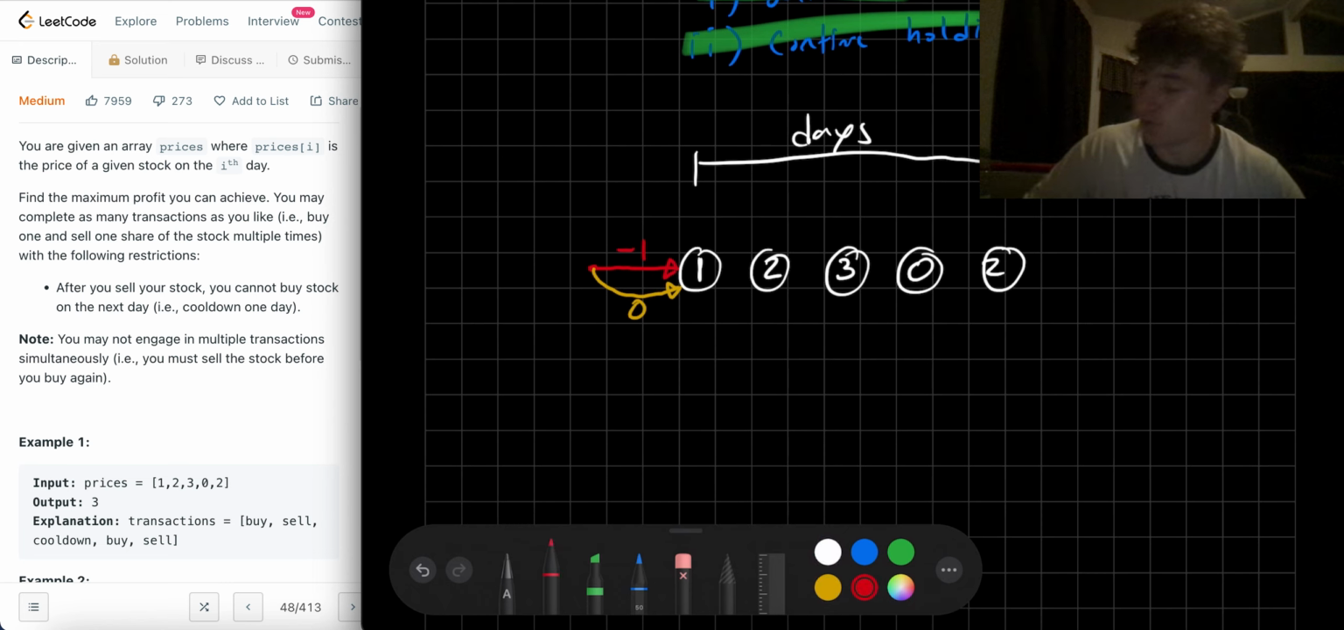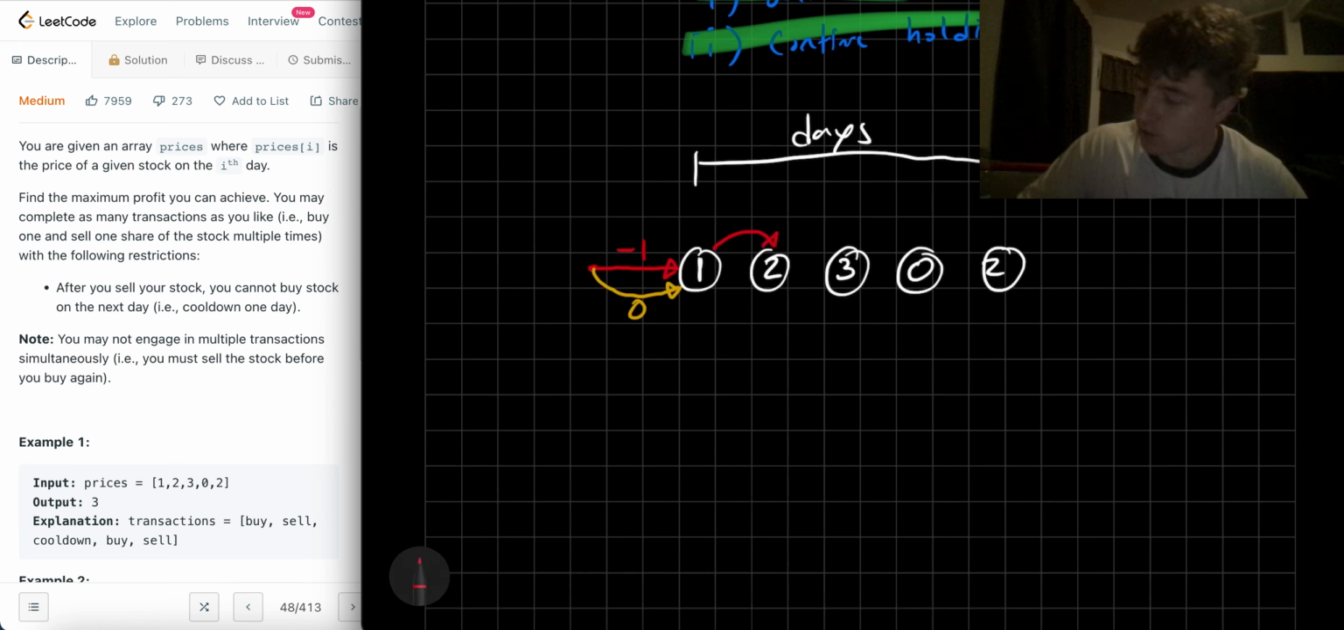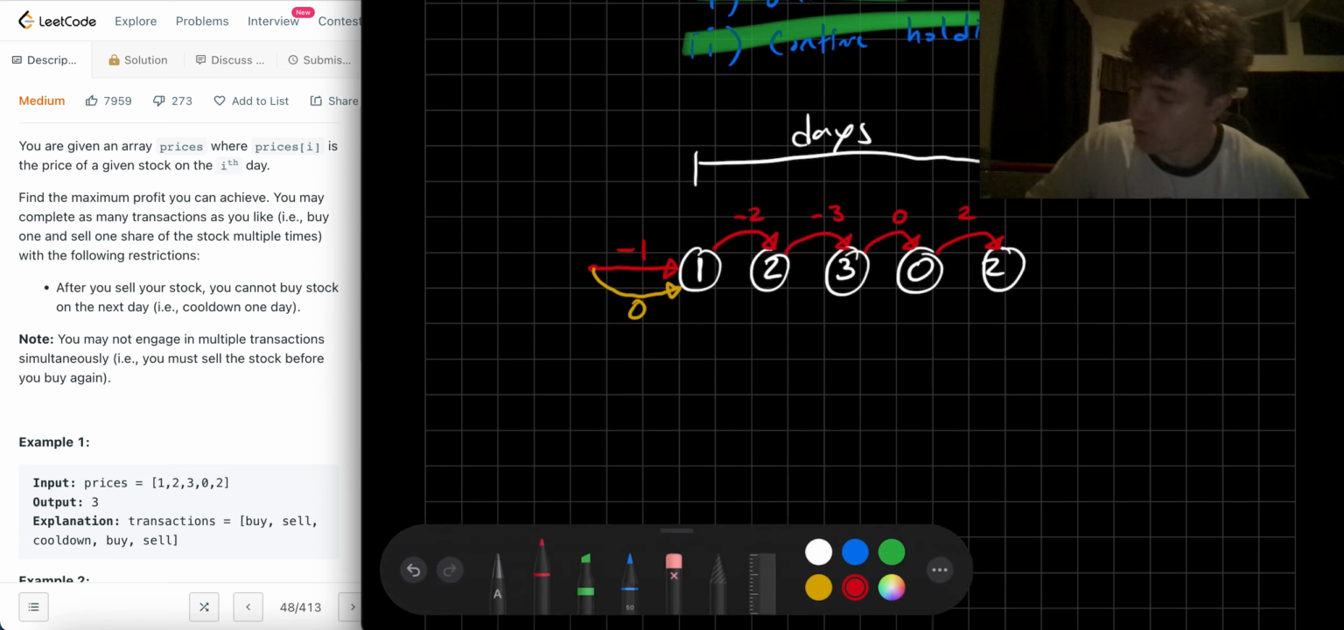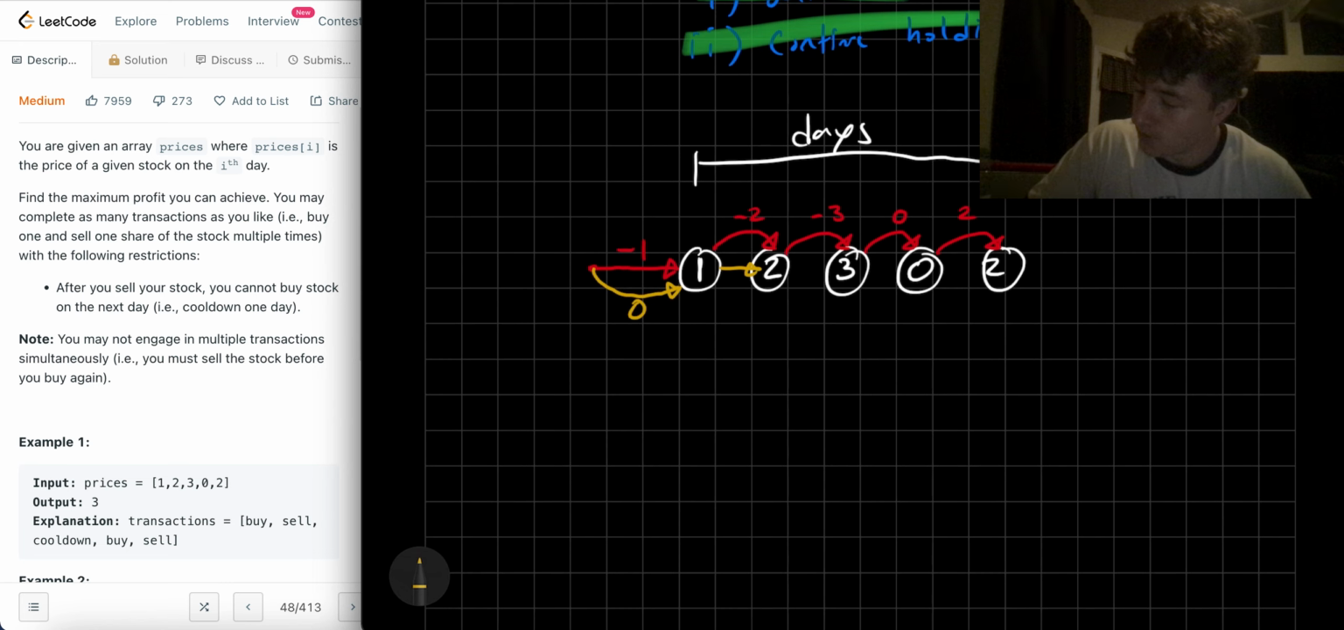Okay? You can decide to sell the stock on the second day, buy the stock on the second day, or do nothing. So again, you can buy the stock on this day, it would cost you $2. If you bought the stock on this day, it would cost you $3. If you bought the stock on this day, it would cost you $0. And if you bought the stock on this day, it would cost you $2. Okay. Similarly, you could decide that you don't want to buy the stock on these days.